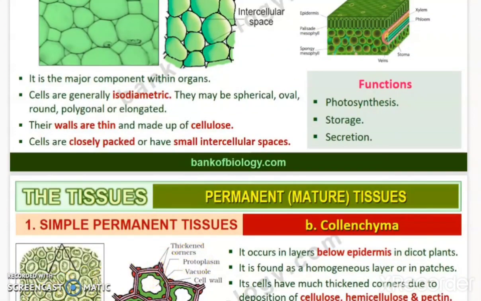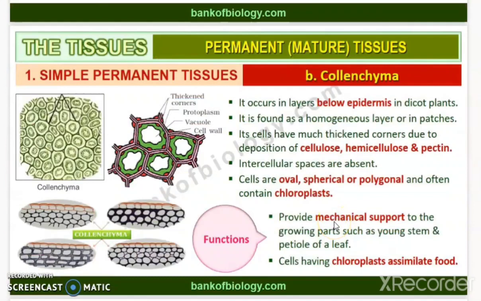Now moving on to collenchyma. It occurs in layers below the epidermis in the dicot plants, and it is found as a homogeneous layer or in patches. Homogeneous layers are nothing but similar, same layers of collenchyma below the epidermis, and in patches means it can be found in some places as round patches, right? Its cells have much thickened corners due to the deposition of cellulose, hemicellulose and pectin, and intercellular spaces are absent in collenchyma.